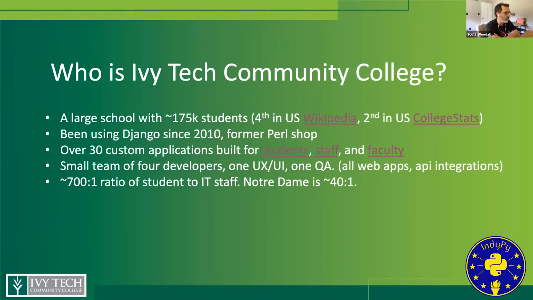And he came up with the fact that Ivy Tech has a 700-to-1 student to IT staff ratio. So we're on the high end of that spectrum. And this contrasts with Notre Dame, which is 40-to-1. So we're a small group. We try to leverage a lot of tools intelligently. And Django is one of those because it allows us to turn around web applications pretty quickly.